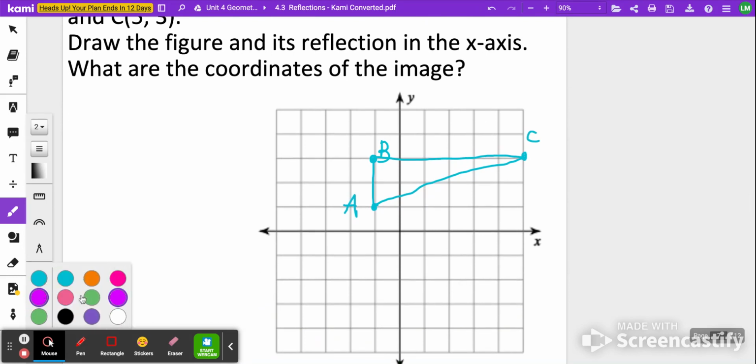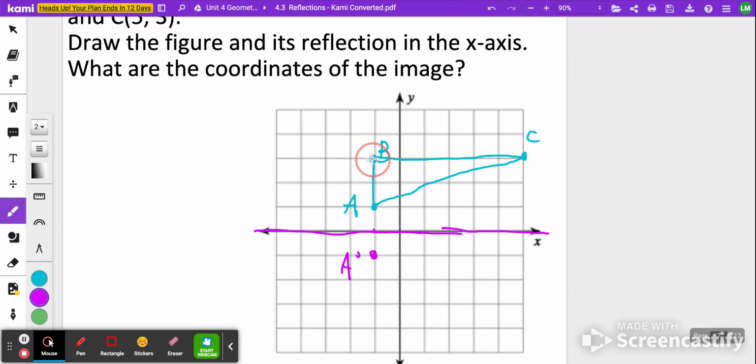So one thing you probably should do is take a highlighter or a colored pencil and draw a line where your line of reflection is. My line of reflection is here on the x-axis, so this is going to make it a little bit easier for me to reflect each of my points. If I have A only one step away from the x-axis, I'm going to go one step away on the other side to find A prime.